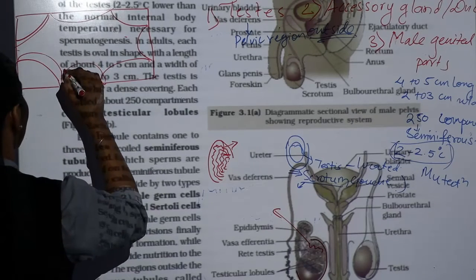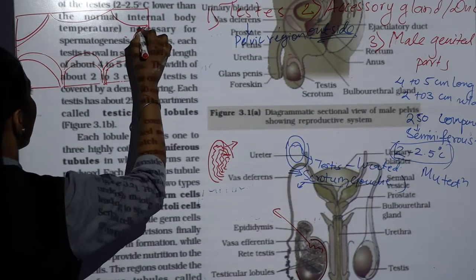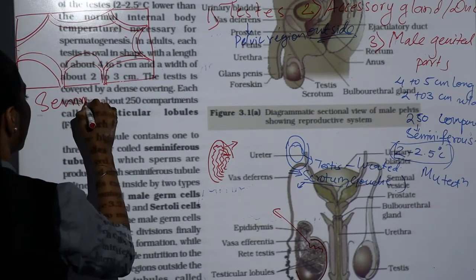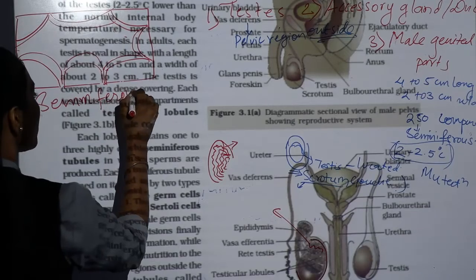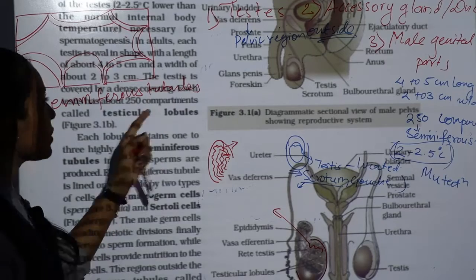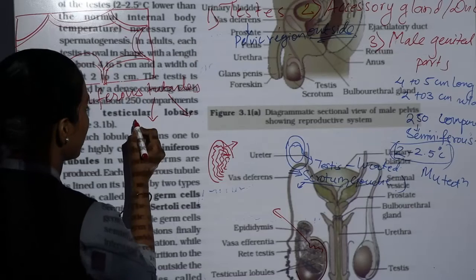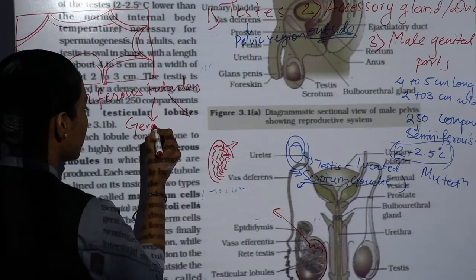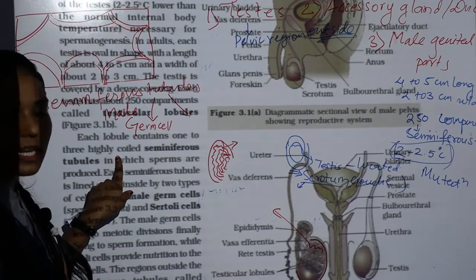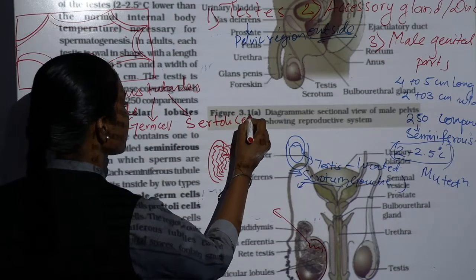See, these are the locules. Okay, these locules are having, these are part of what? Seminiferous tubules. Okay, so this seminiferous tubules is involved in production of two types of cell. These two types of cell include male germ cell, and the other cell is called Sertoli cells.